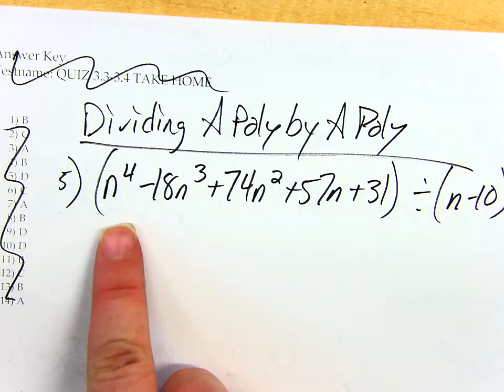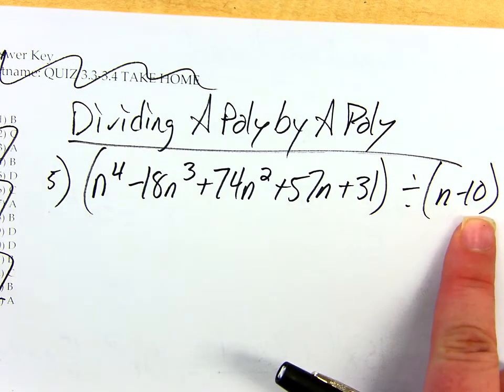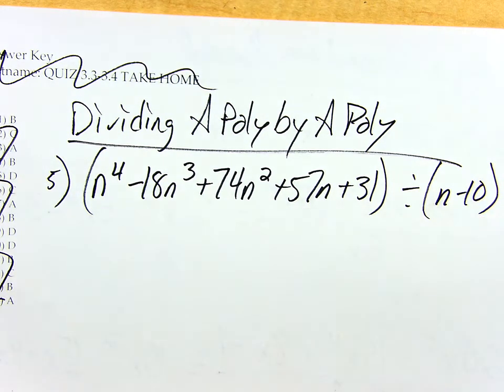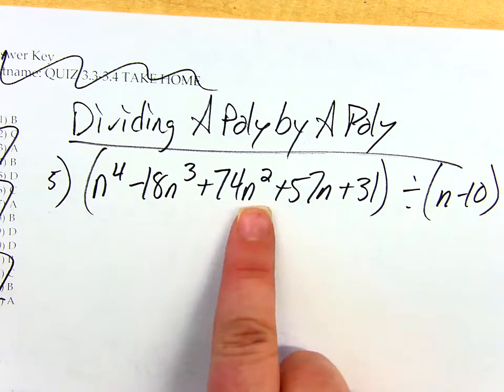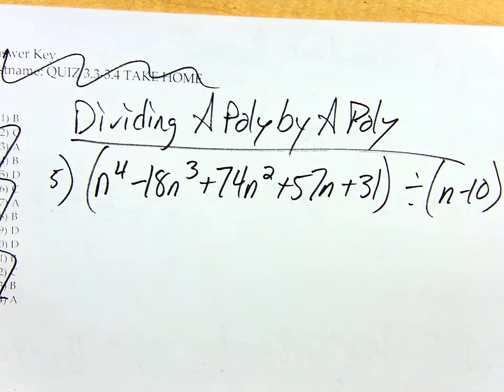So I want to check for two things. Is this in standard form, and this? Remember what standard form is: all your exponents have to be in order. 4, 3, 2, 1, none. And this one's all set too. So you want to make sure that they're in standard form. If they're not, rearrange them so that they are.